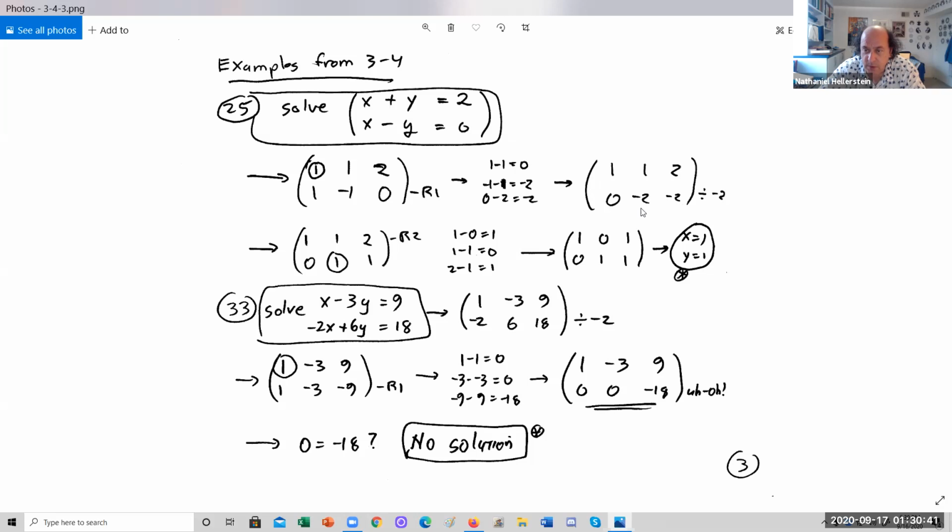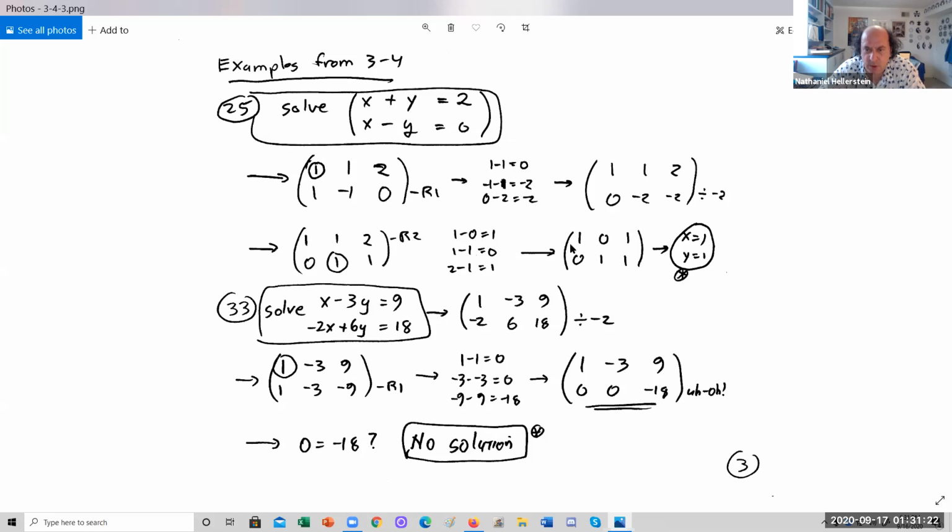Okay, here's the matrix now. Now, this corresponds to negative 2y equals negative 2. So the thing to do is divide throughout by negative 2. So we scale that row by negative 1 half, and that becomes 0, 1, 1. So the matrix is now 1, 1, 2, 0, 1, 1. Okay, we can pivot on this entry here and clear out its column. So to get rid of this, we take row 1 and subtract row 2. 1 minus 0 is a 1, so the 1 goes there. 1 minus 1 is a 0, so put a 0 in the middle there. And 2 minus 1 is 1, so put a 1 there.